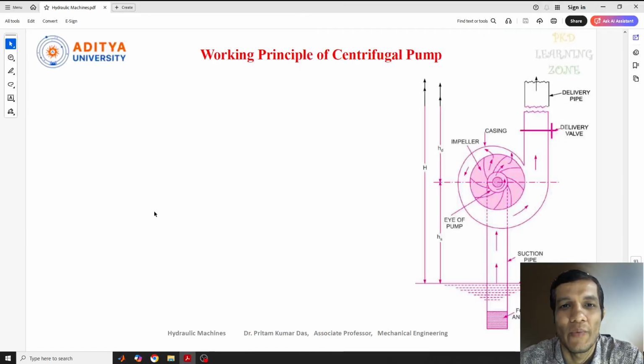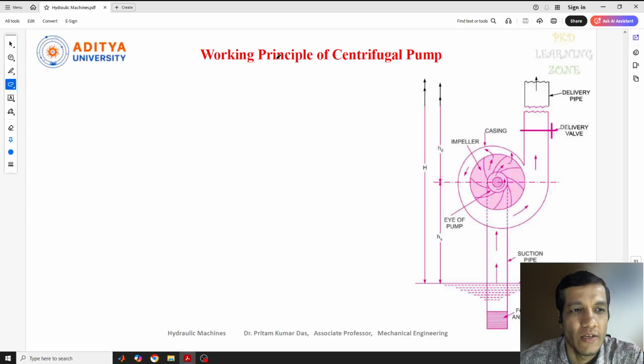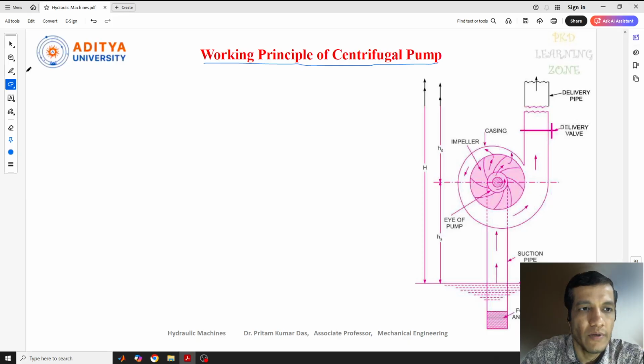Hi everyone, welcome to this new lecture of hydraulic machines. In this lecture, we'll discuss the working principle of the centrifugal pump. In our last lecture, we discussed turbines, and now we'll start with pumps. First we'll try to understand the meaning of a pump and what a centrifugal pump is. Then we'll discuss the working principle of the pump.